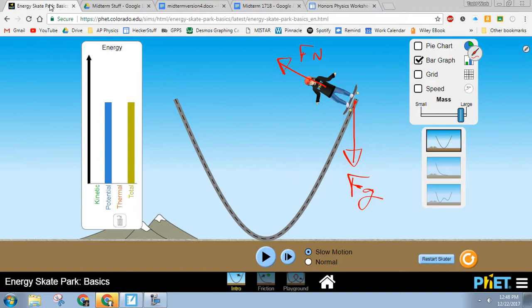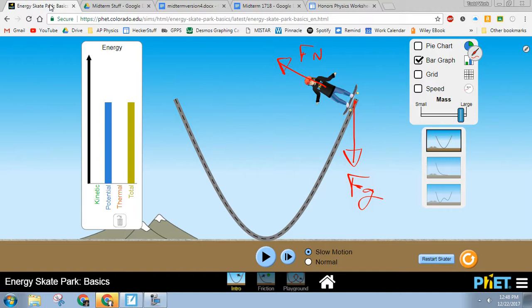Tell me something important about the direction that normal force is pointing in, you guys. Perpendicular to the direction of motion, right? So the work done by my normal force is going to be 0. So that means that in this problem, my total energy should be conserved.